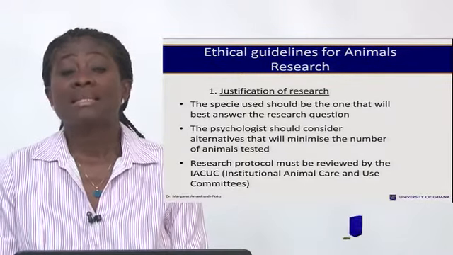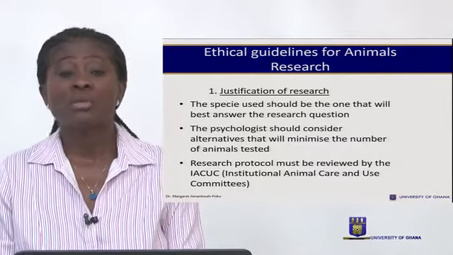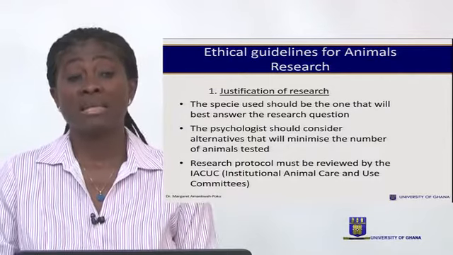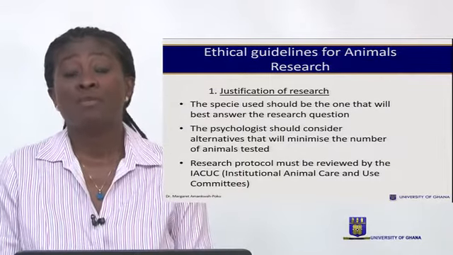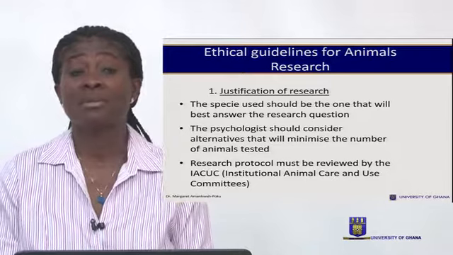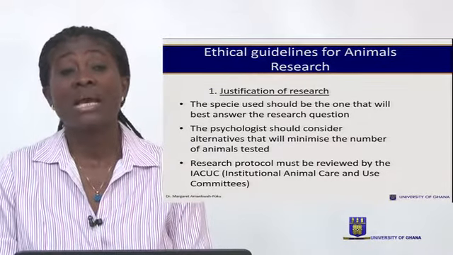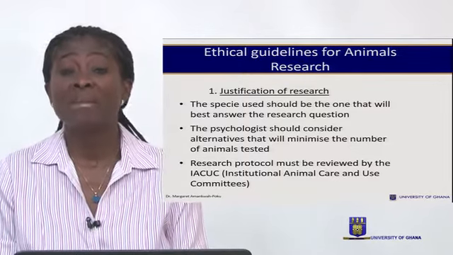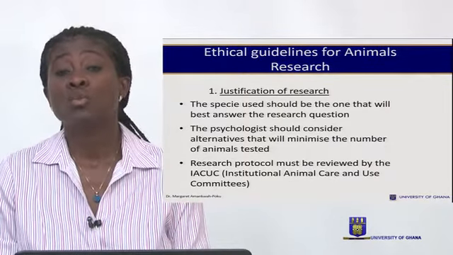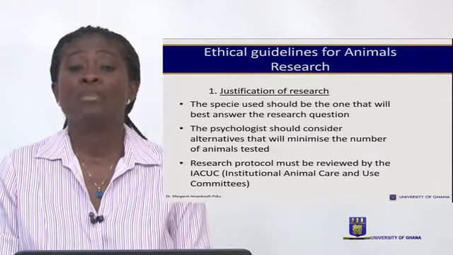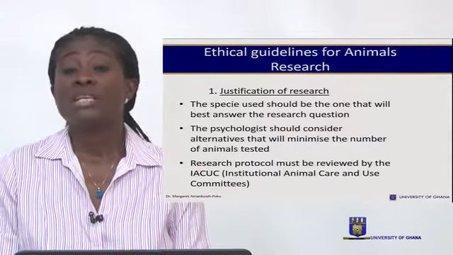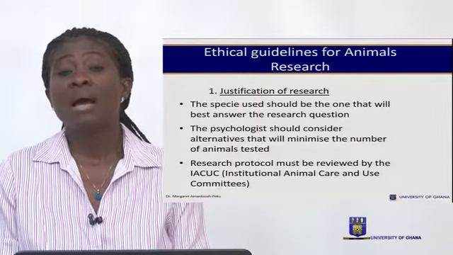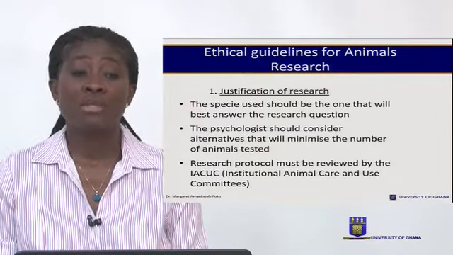And again, this guideline says that psychologists should consider alternative ways that will minimize the number of animals that they will be testing. So if you propose to test 30 animals, however, testing 20 animals will give you just about the same results, you rather look to minimizing the number and using 20 instead of 30. And again, your research protocol must be reviewed by what is called the Institutional Animal Care and Use Committee.